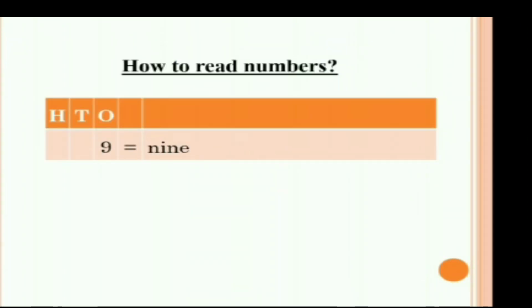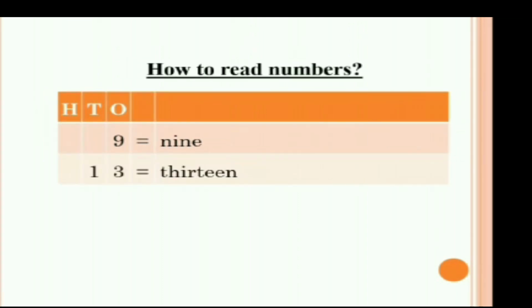Now we will learn how to read numbers. The first number is a one-digit number, 9 ones. So we will read it as 9. The second number is a two-digit number, 1 tens and 3 ones. We will read it as 13. If you read it as 30, it will be wrong. Remember that all two-digit numbers with 1 at their tens place belong to the family of teen, except 12. So it is 13.